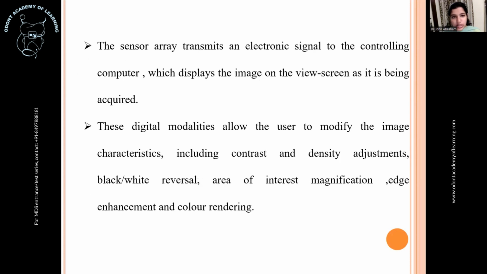So using the digital receptors, the sensor array transmits the electronic signals to the controlling computer, where the image is displayed on the screen. That is, we can see the images on the computer screen from where we can take a print. These digital modalities allow the user to modify the images. In the computer itself, we can modify the characteristics such as the contrast, the density, or we can measure the areas, we can do magnification, edge enhancement, and color entry.